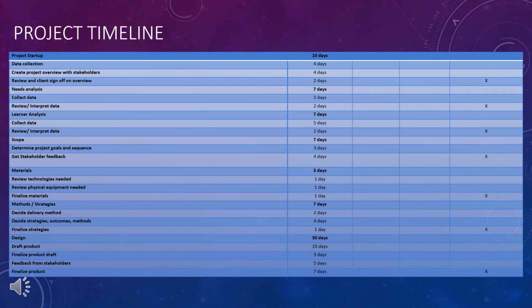The projected project timeline would be a little bit over 10 weeks. This includes extra time given to each component of the project to absorb unexpected dilemmas. Major milestones are marked here on the chart, which include management approving the project, completing the analysis for the data collected for the needs assessment, evaluating data for the learner analysis, receiving stakeholder feedback, finalizing methods and strategies for the product, and of course, completing the product.